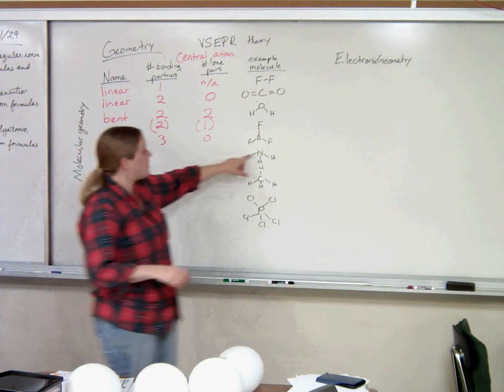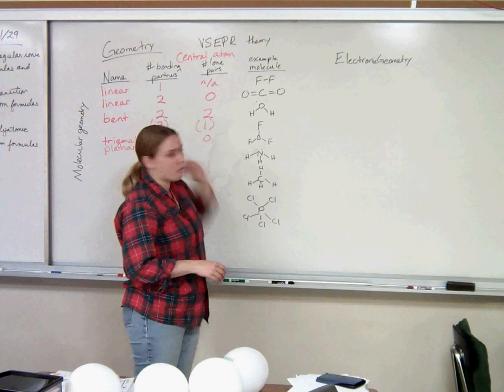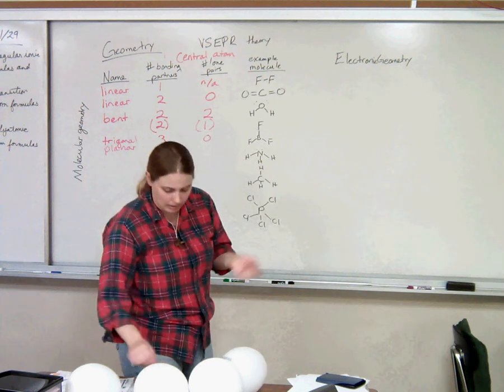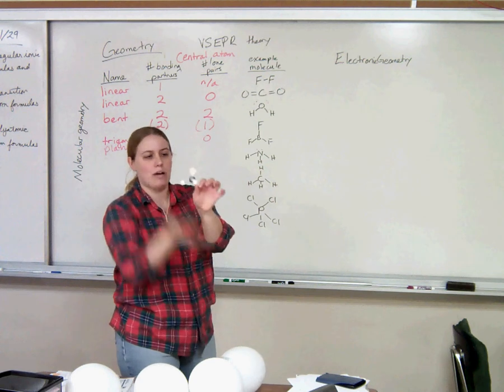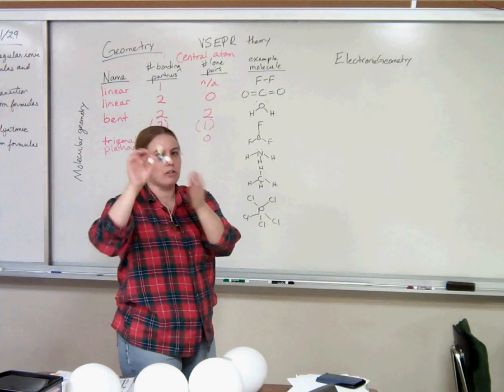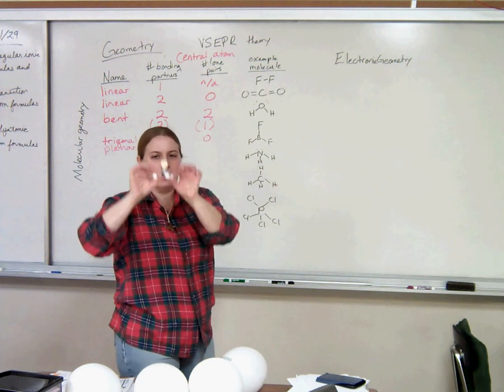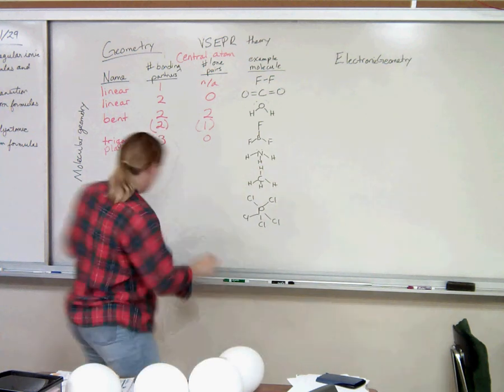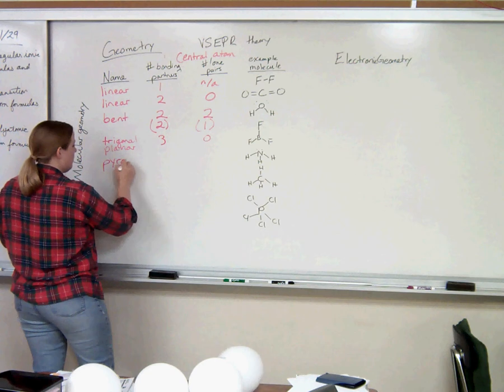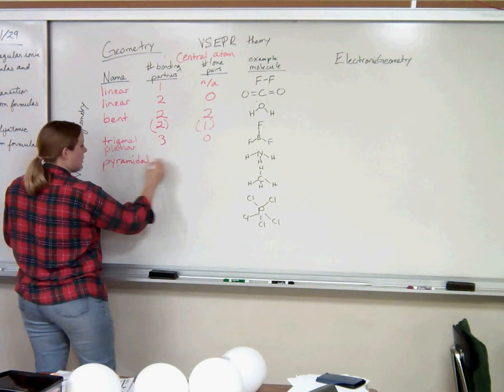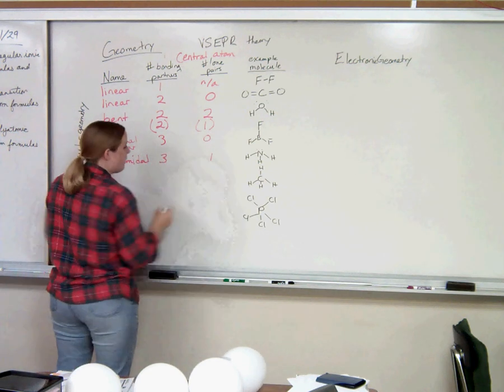What if we take our trigonal planar and stick a lone pair on that central atom so that it's happy? Well, that lone pair, again, is going to repulse those hydrogens down, away, so therefore it's no longer in the same plane, and it kind of looks like a pyramid. So we call this pyramidal. Pyramidal means 3 bonding partners, 1 lone pair.